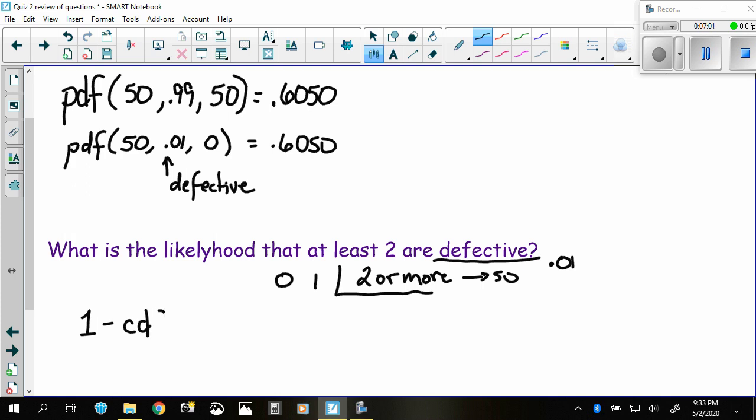Again, it's a range, so that's a CDF problem. 50 components. We're using the defective probability, so that's 0.01, because it's asking about those being defective. And then we're going to use 1 because we want to get rid of 0 and 1. 2 or more are defective, so 0 and 1. So we're going to put a 1 here. And when we do that, that gives us 0.0894. And that will give us our value.